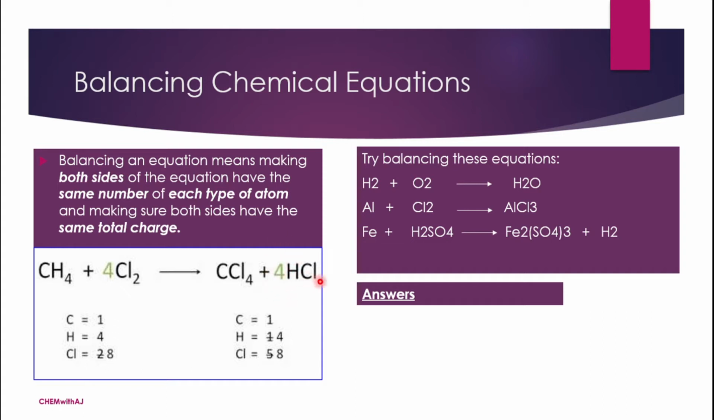But by doing that, now our chlorines are unbalanced. So now here we have two chlorines. Here we have 4 plus 4, 8 chlorines. So to balance the chlorines, we write a 4 over here. So 4 into 2 gives us 8 chlorines on this side, 8 chlorines on this side, so it's balanced.